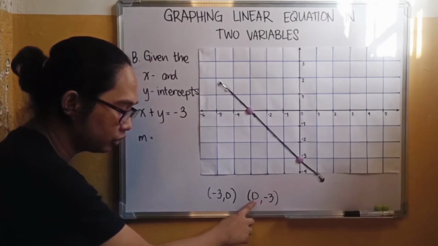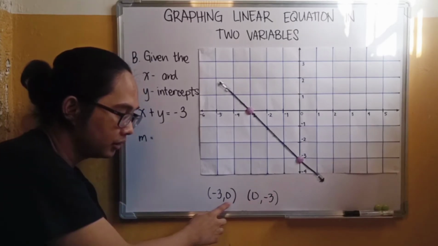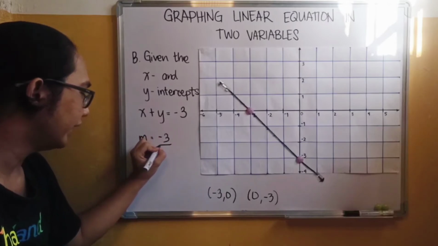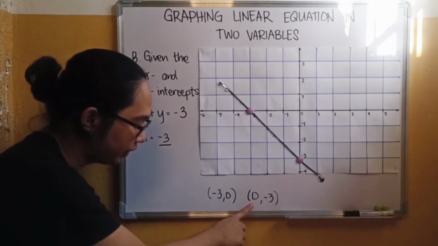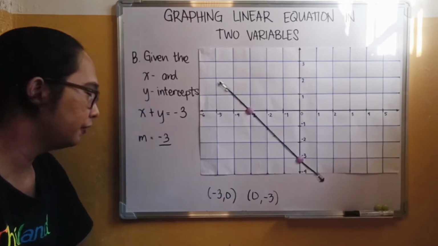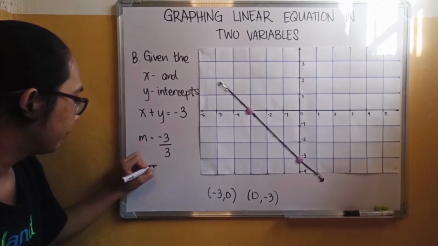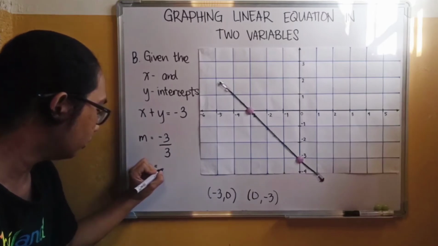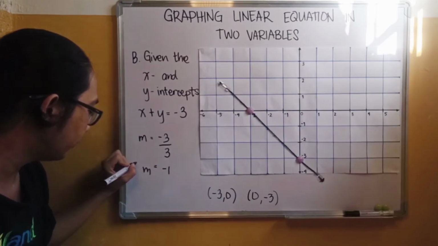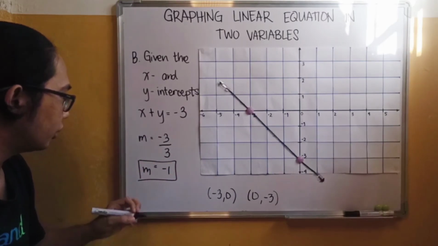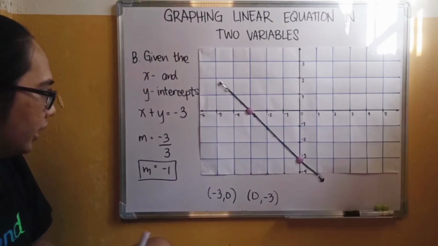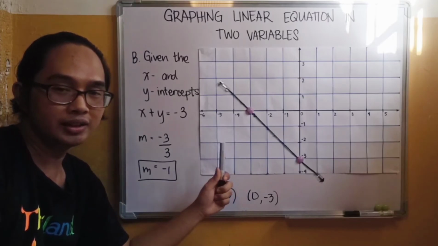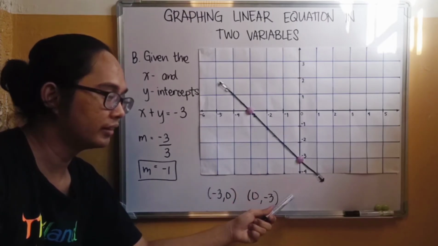y sub 2 minus y sub 1, negative 3 minus 0 is negative 3, over x sub 2 minus x sub 1, we have here 0 minus negative 3 is positive 3. Negative 3 over 3 is equal to negative 1. Therefore, the slope of our linear equation x plus y equals negative 3 is negative 1. And as we can see in our graph, it is decreasing from left to right.